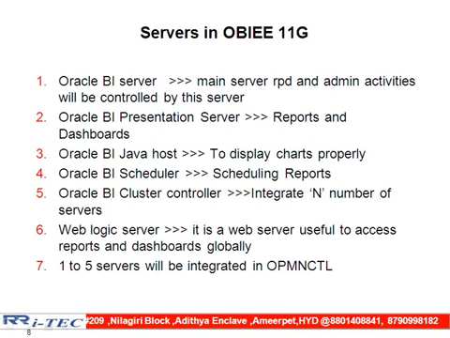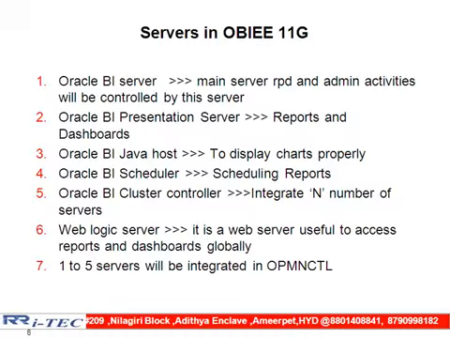Okay. So in our OBIEE, mainly we have 6 servers. One is called Oracle BI Server, that is for the RPD and admin activities. Oracle BI Presentation Server, that is for reports, dashboards, KPIs, scorecards, and KPI watchlists. Oracle BI Java Host, that is for graph display. Oracle BI Scheduler, that is for scheduling your reports. Oracle BI Cluster Controller, that is for integrating a number of servers. Oracle WebLogic Server, that is the web server, to access your reports globally throughout the world. Finally, OPMNCTL.